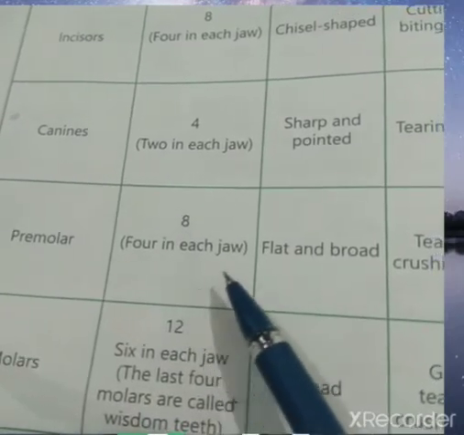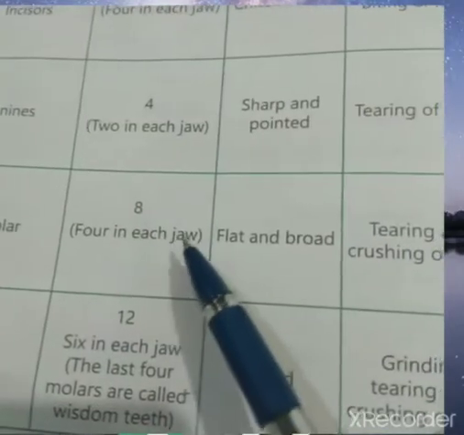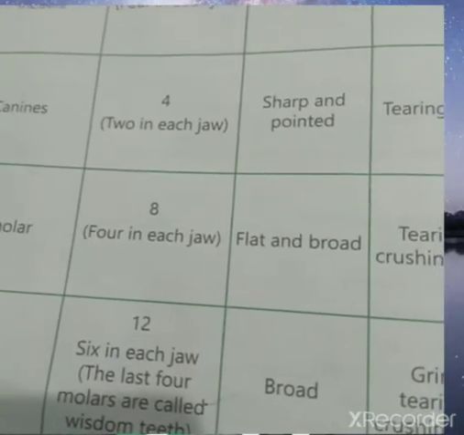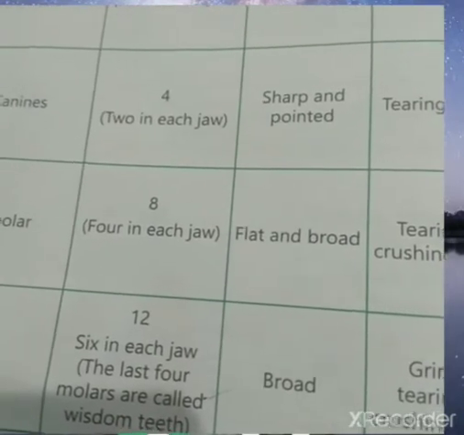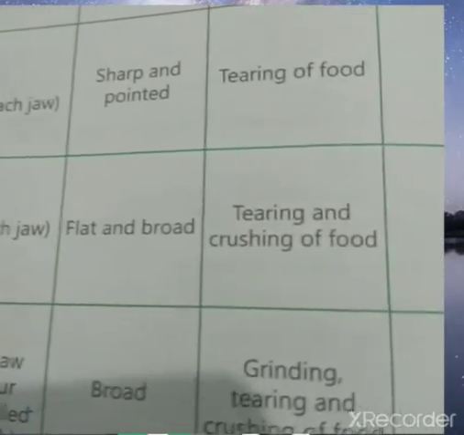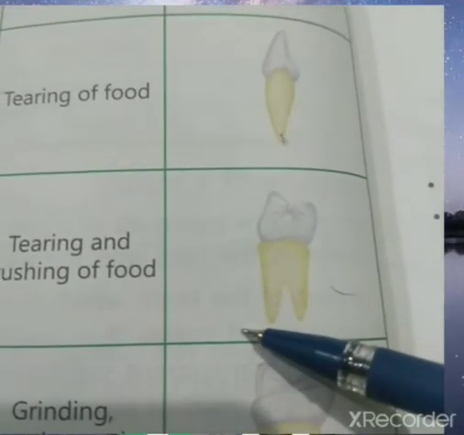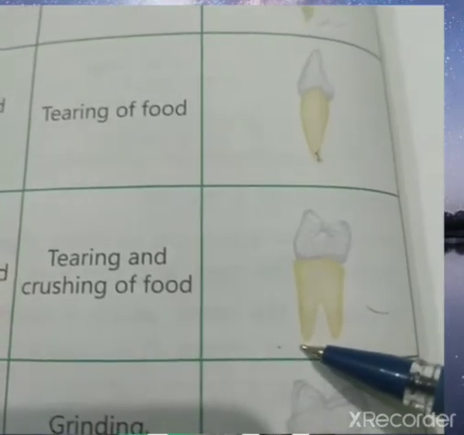And now third is premolars, 8 in number, 4 in each jaw. That means 2 left and 2 right in the upper jaw, and 2 left and 2 right in the lower jaw. It is flat and broad. It is for tearing and crushing of food. You see, this is the premolar.